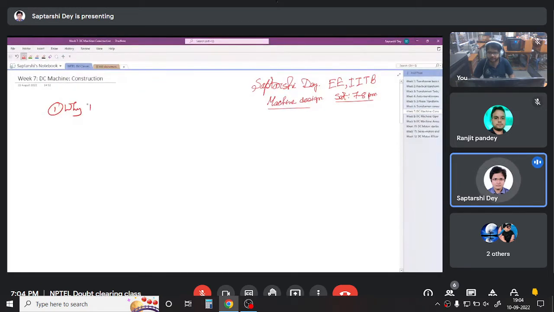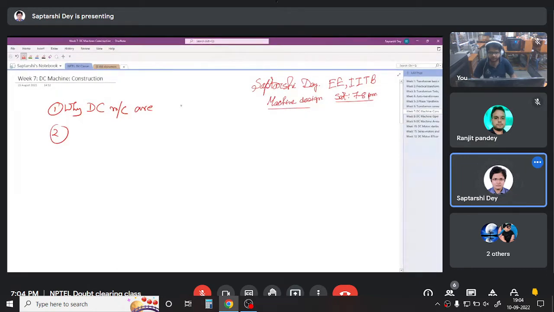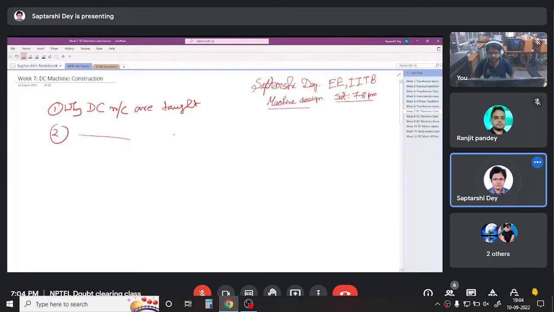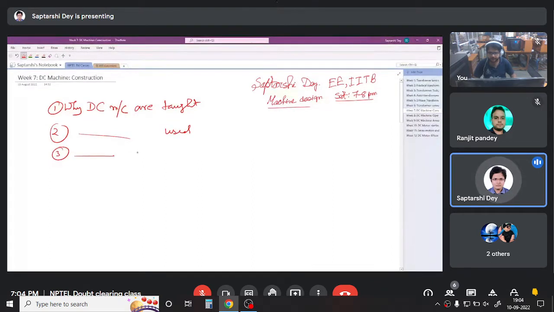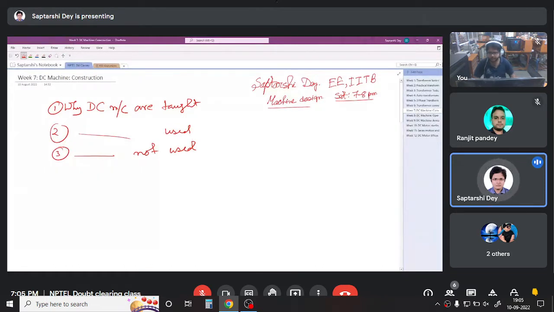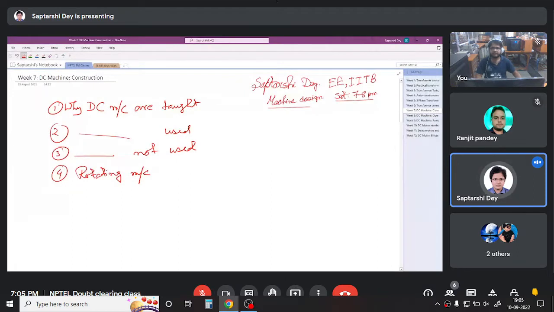why at all DC machines are being used till date, and not being used, why DC machines are being taught. They are being used. Okay, so why they are being used and why they are not used. Might sound confusing, I will explain. And some general discussion about any kind of rotating machine.